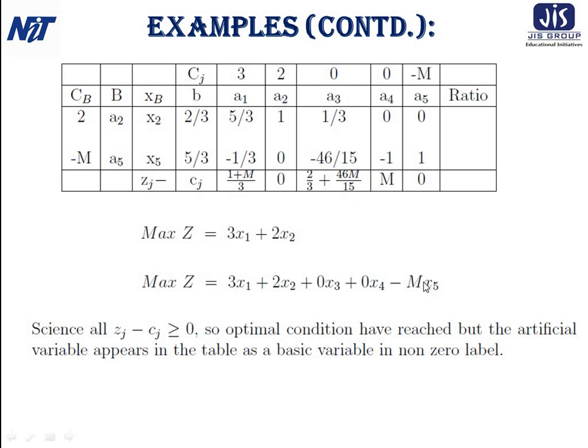So the problem has no solution if the artificial variable appears as a basic variable in the last table at non-zero level. What is the non-zero level? 5/3, it is not 0, at non-zero level, then the problem has no solution. So this problem has no solution.